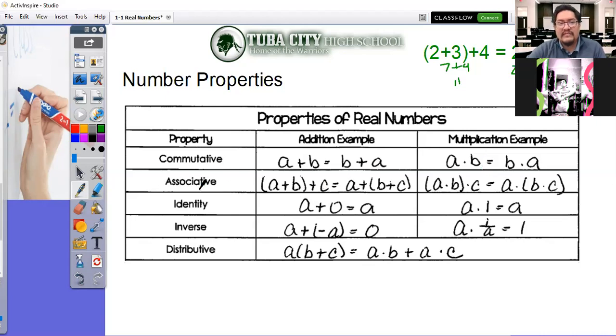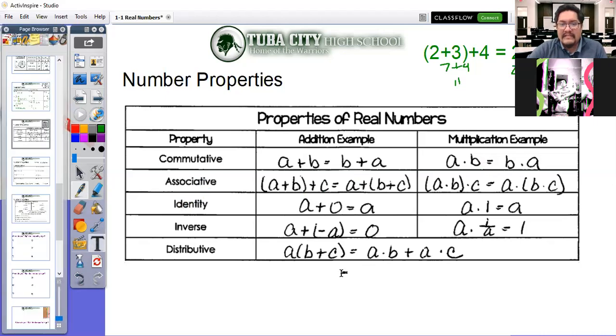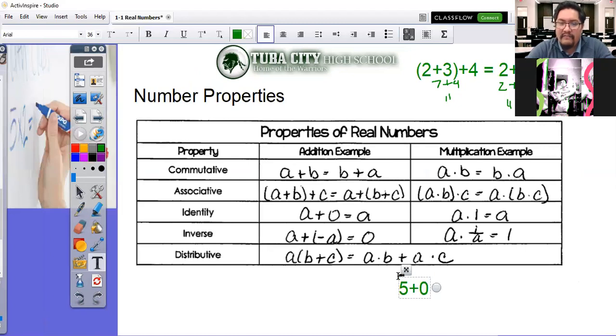So anyway, let's move on to the next one. The next one is identity property. So for identity property, what if I were to go with 5 plus 0? Well, 5 plus 0 would be 5, because if you add 0, that doesn't change anything. And if I were to go 5 times 1, it would stay 5, right? So basically, you did something, but it didn't make a difference.